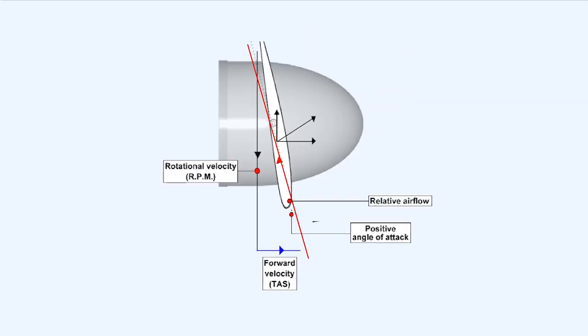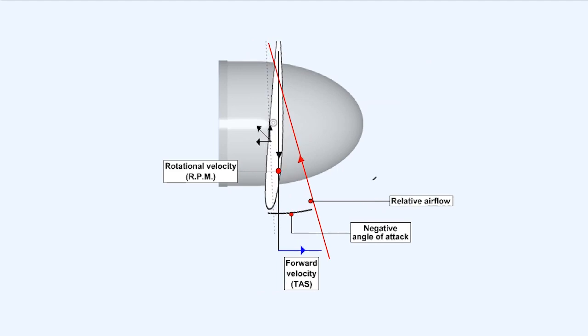The forward velocity of the initial landing roll, combined with low RPM and low blade angle, produces a zero or negative angle of attack. This reverses the total reaction produced by the propeller, which acts to slow the aircraft in its landing roll. This condition is known as disking braking.